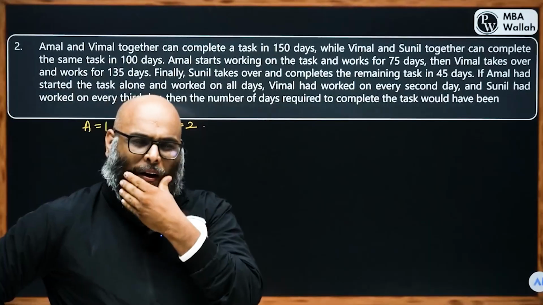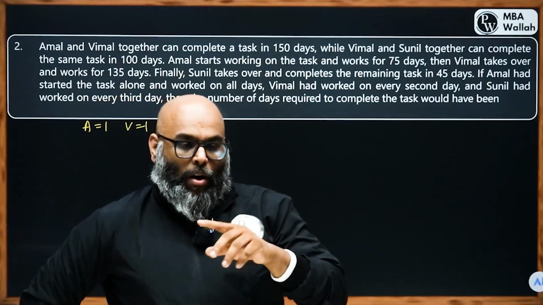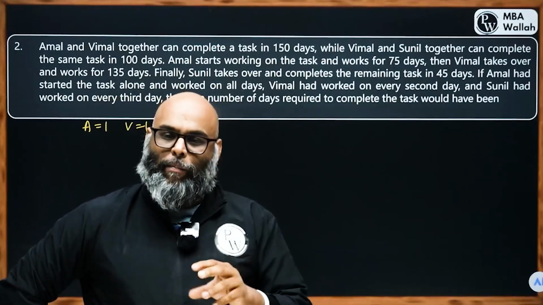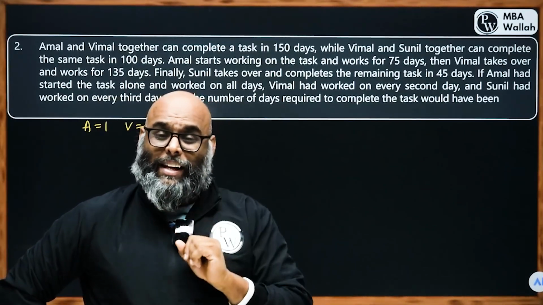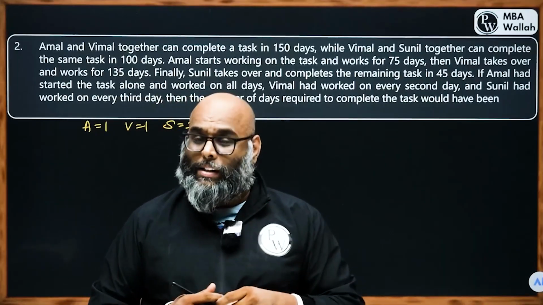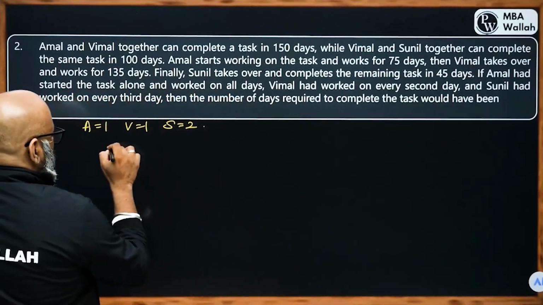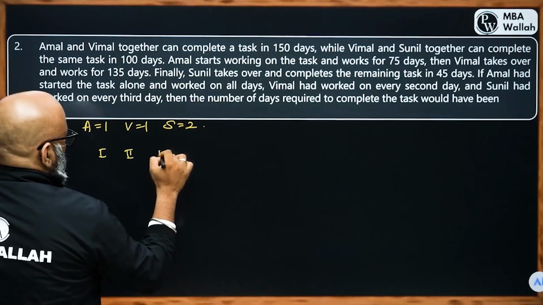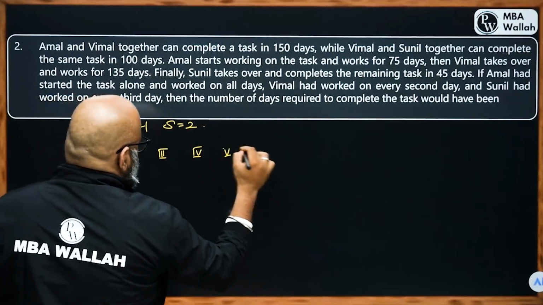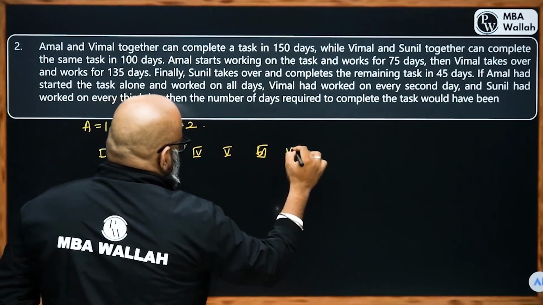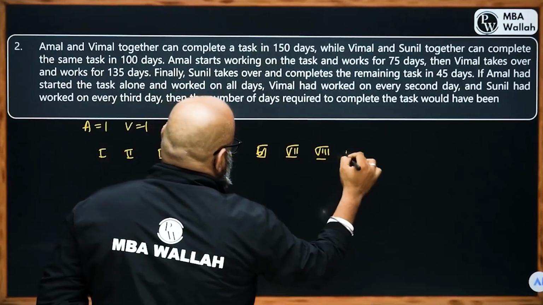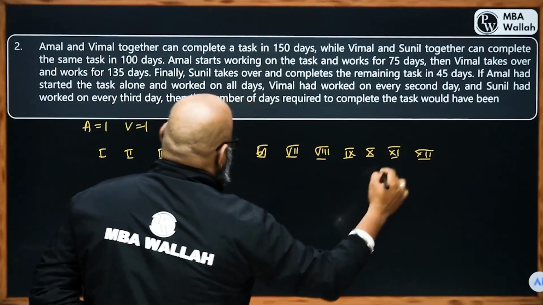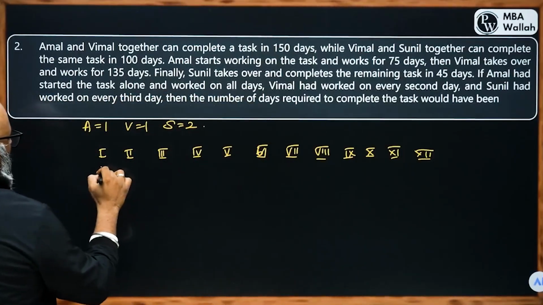Once again, we have to look for a pattern. I noticed that every day, every second day, every third day, I can look for the LCM of 1, 2, and 3, that is 6, which means for every 6 days, we can build a cycle. What do I mean by that? If I have day 1, 2, 3, 4, 5, 6, 7, 8, 9, 10, 11. If you look at this, Amal would have worked on all days.